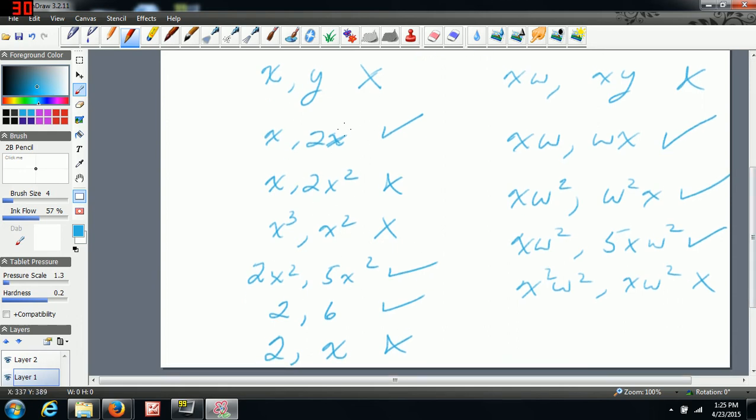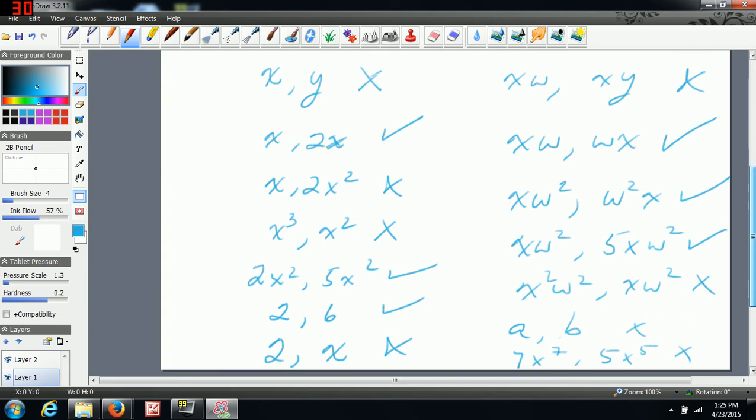So let's see a few more examples here. A and b are not like terms because they're different variables. If I had 7x to the 7 and I had 5x to the 5, I would not be able to add them because they are also not considered like terms. Okay, so that's a quick lesson on like terms.